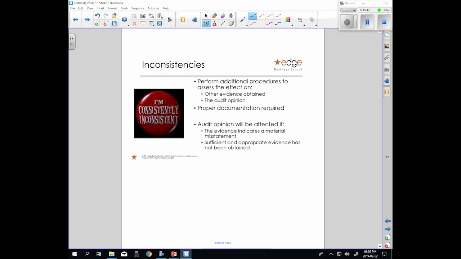Inconsistencies, we spoke about inconsistencies. The audit evidence needs to be consistent with the opinion. If the opinion says everything's fine, the audit evidence needs to talk to the opinion. Simple concept. You can read this.